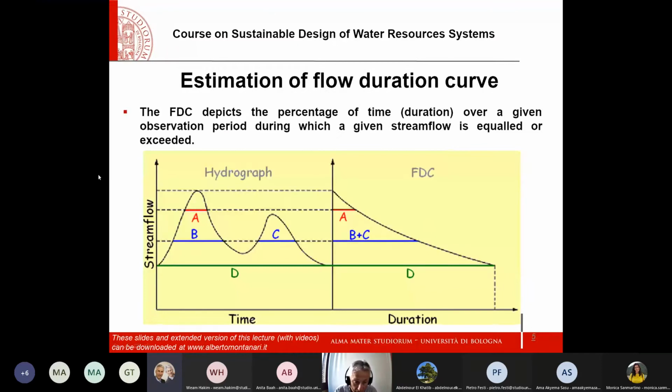Now, the flow duration curve starts from a hydrograph. What is a hydrograph? It's a picture presenting the progress of river flow along time. And what does the flow duration curve depict?